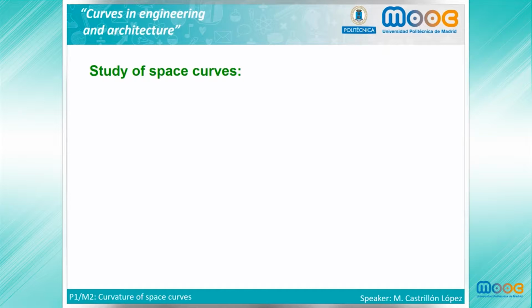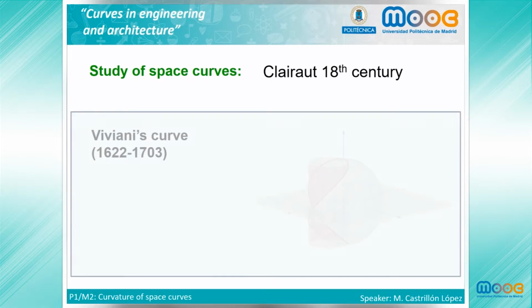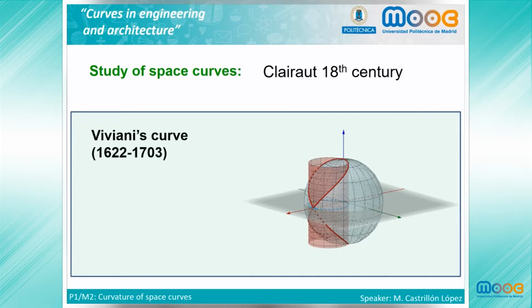The study of space curves began with Clairaut in the mid-18th century. Clairaut considered these kinds of curves as the intersection of two surfaces. For example, Viviani's curve is a curve obtained by intersecting a sphere and a cylinder. These are the equations of these two surfaces, and the curve is the red one in the image.